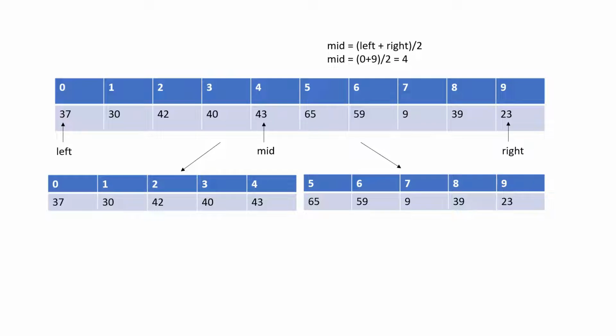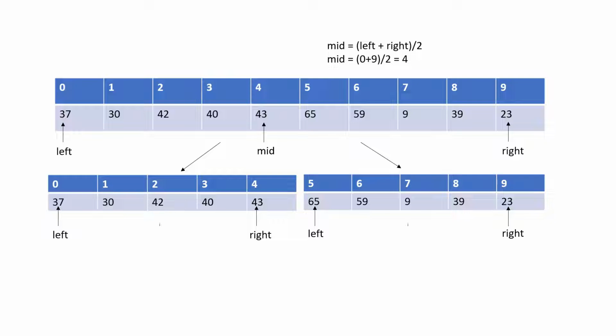Now again we have to assign the left and right value for 0 to 4 and 5 to 9. That means in the left side box, left is assigned with 0 and right is assigned with 4, whereas in the right side box, left is assigned with 5 and right is assigned with 9. Now we have to calculate the mid values for left and right side boxes. In the left side box, the mid value is 2 and in the right side box, mid is assigned with 7.